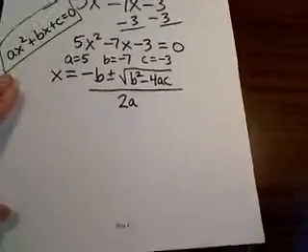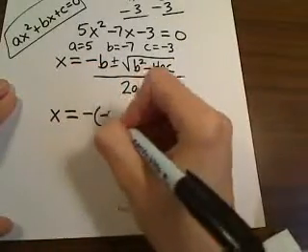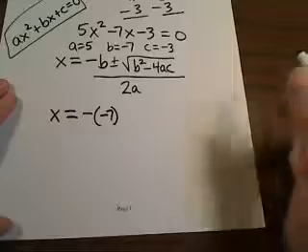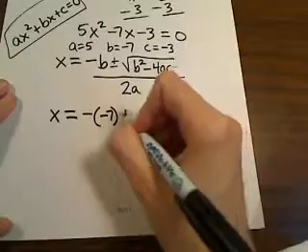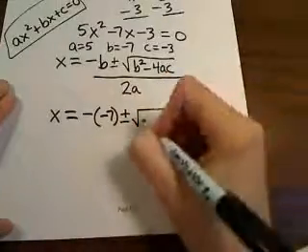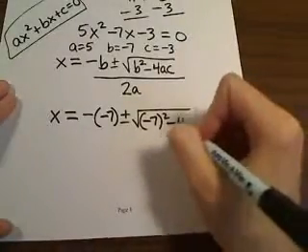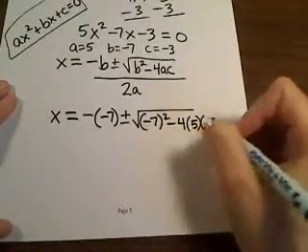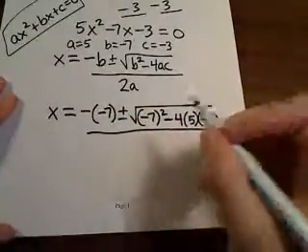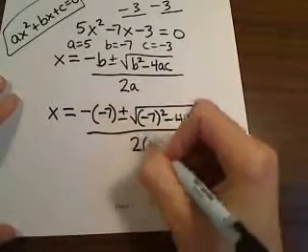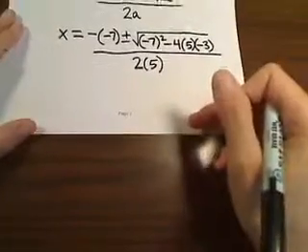Okay, so if we stick those into our formula, we have x is equal to negative b, and b is negative, so we need to keep track of that. B is negative 7, so plug that in, opposite of negative 7, plus or minus the square root of b squared, so that's negative 7 squared, minus 4 times a is 5, and c is negative 3. Okay, and that's all over 2 times a, and a is 5. Alright, so we just need to simplify this now.